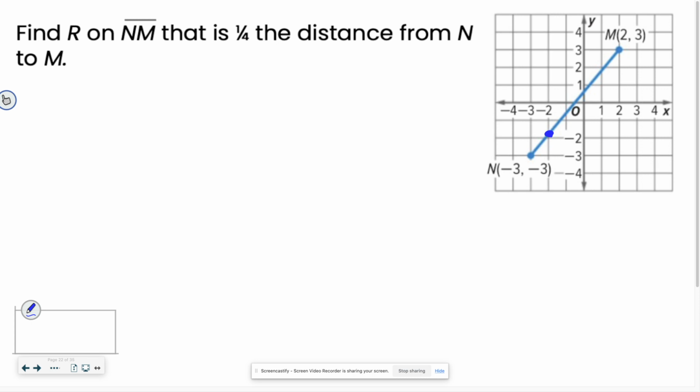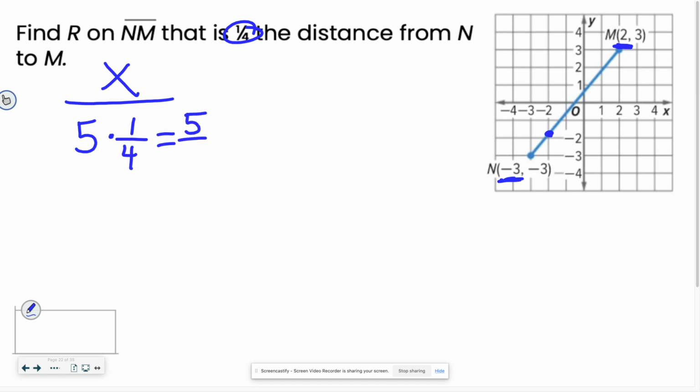So let's just start. I'm gonna label my work. Here's my x coordinate work. First we have to figure out how far away your x coordinates are from each other. Five. Yep, and since distance isn't negative, we're just gonna say 5. So our x's are 5 away from each other, and now we want a fourth of that. 5 divided by 4.